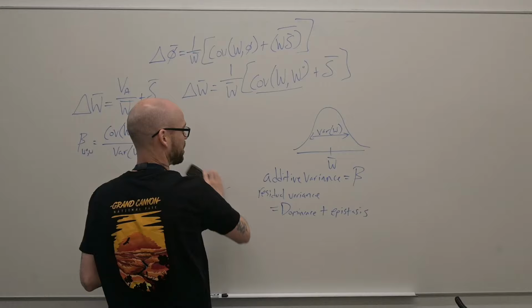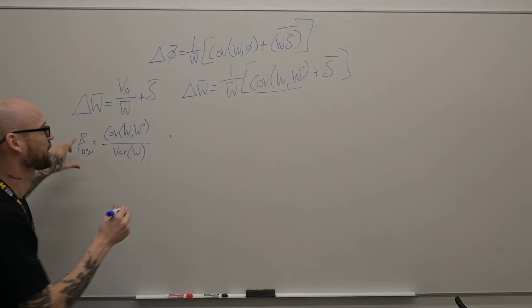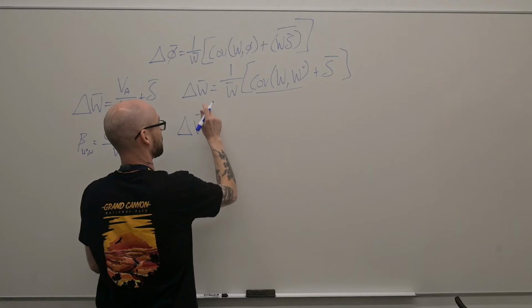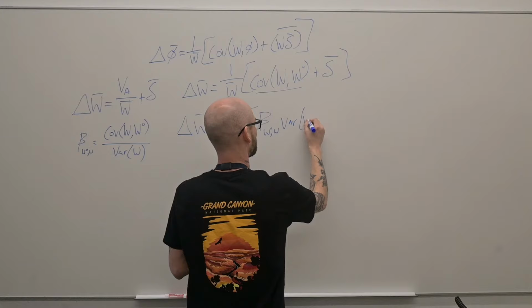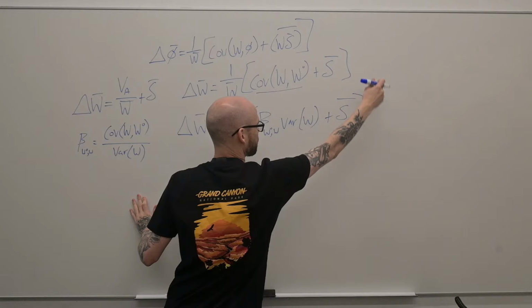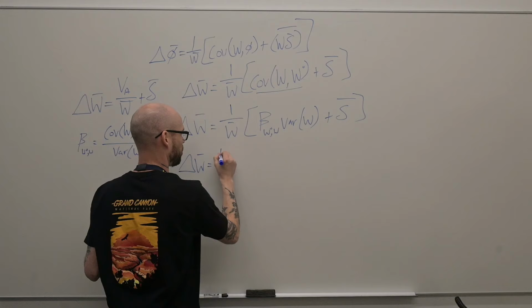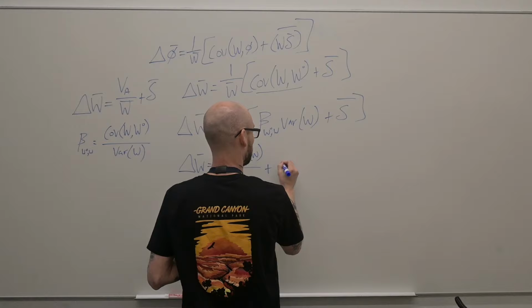Now that we know a bit about what these things represent, we can actually rewrite this term given this relationship, right? So now, mean change in fitness is equal to the beta regression multiplied by the variance in W plus some deviation, right? Now, let's just put this on top. And we can keep this out as represented by just a simple fraction. So we can say the change in W bar is equal to the beta regression multiplied by the variance divided by W bar plus some deviation.